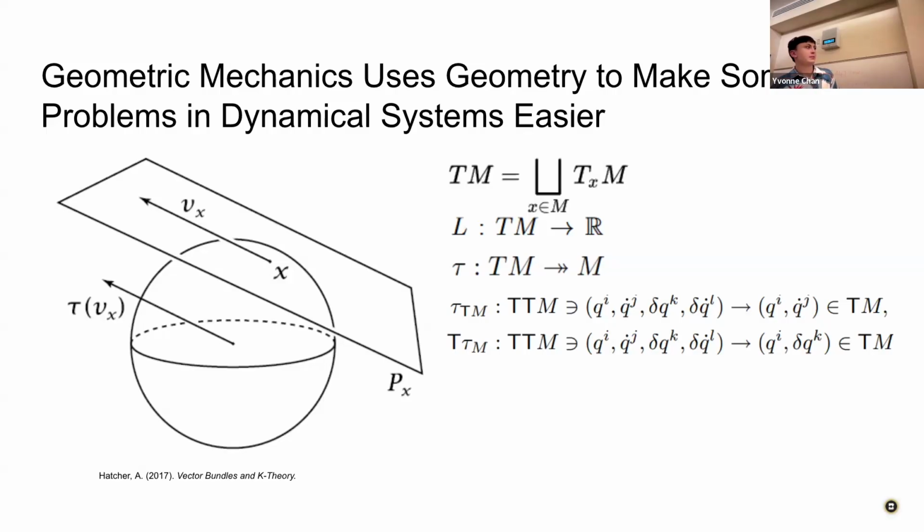Some extra terms that might be worth defining are tau, TM to M. That's a projection of an element of the tangent bundle onto its element in the manifold. So that'll take my tangent space and tell me what coordinate it corresponds to. And then there's some other coordinate transformations. So for example, the tangent bundle itself forms a space, a manifold. So you can take the tangent bundle of that, and then you have some other projections that might be useful.